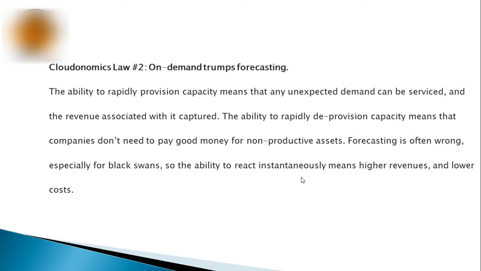So how can on demand overcome forecasting? You need not forecast your resource consumption in the future. Whenever you need certain resources, you can acquire them on demand. So you need not do the forecasting prior to the actual time. That is how it helps you avoid forecasting and save your money as well as resources. That is cloudonomics law number 2.